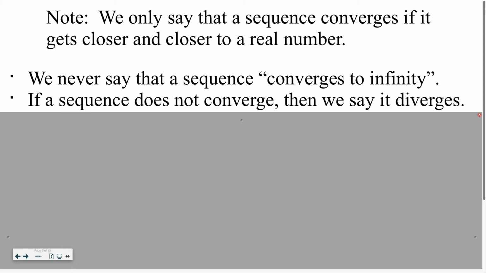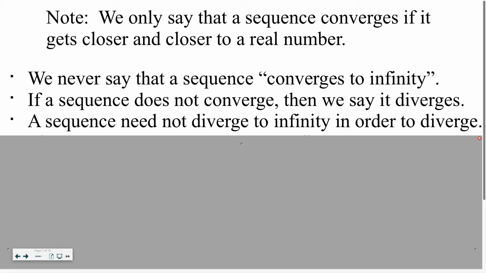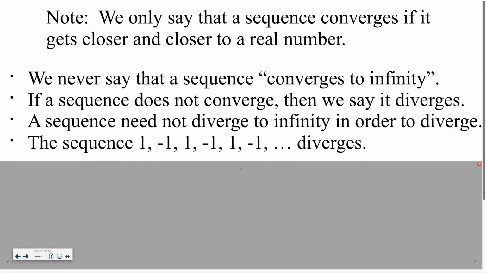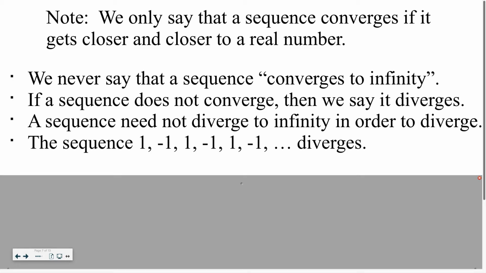What if it goes to negative infinity? It diverges. It is a divergent sequence. A sequence doesn't have to go to infinity in order to diverge. Like this sequence right here diverges, because there's no limit. It's not approaching a certain number. It's just bouncing between two values.